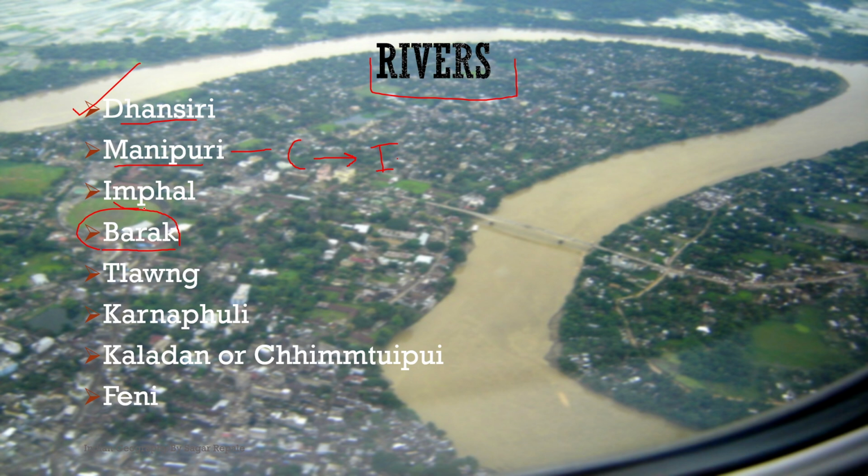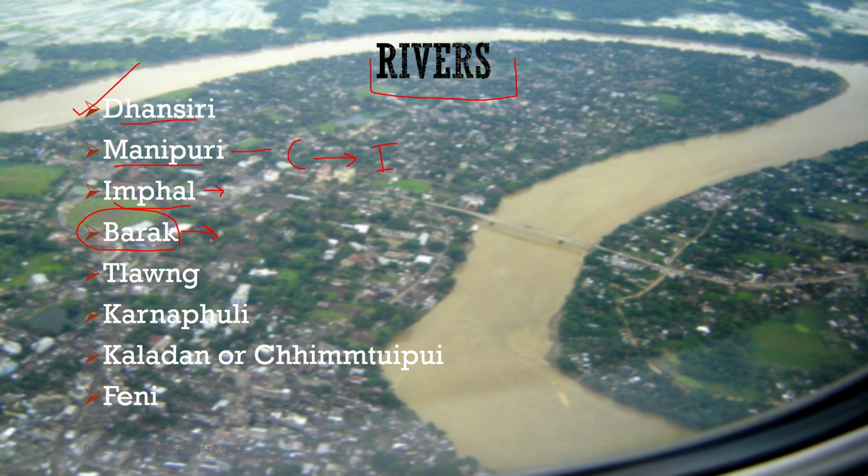Then there is Imphal River. Imphal River flows from the city Imphal. The capital of Manipur is Imphal, and Imphal is also a river. Then Barak River, as I told you, Barak River. There are many questions on Barak River.